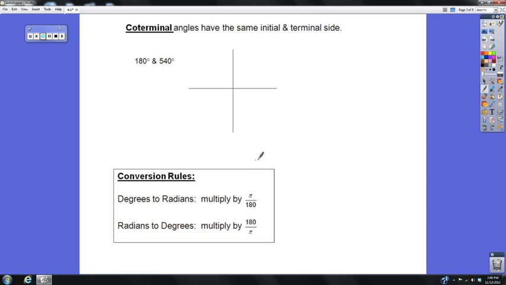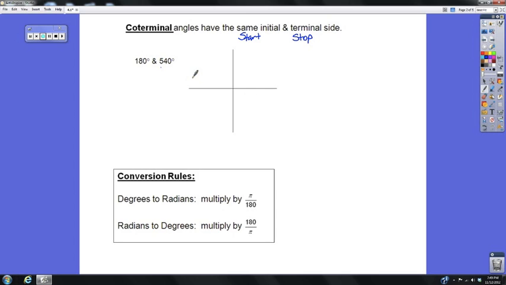Alright, coterminal angles are angles that have the same initial and terminal side. In other words, they start and they stop in the same place. So we're going to do 180 degrees and 540 degrees right here on the same graph. We're going to graph each of those.